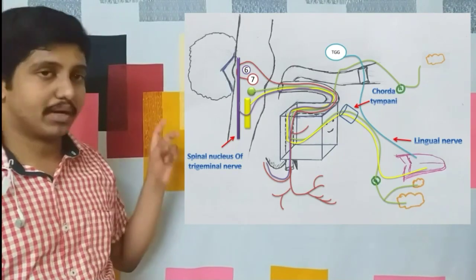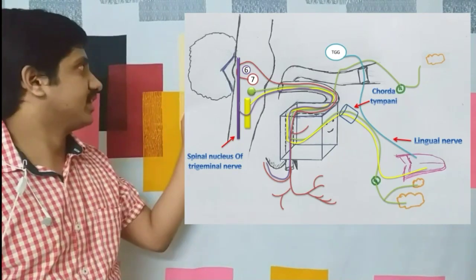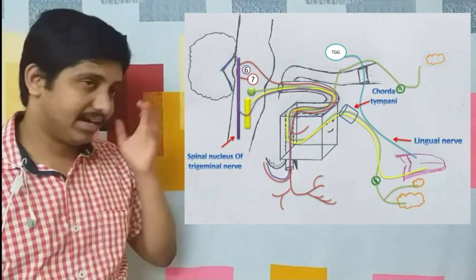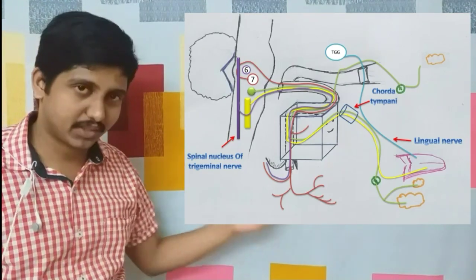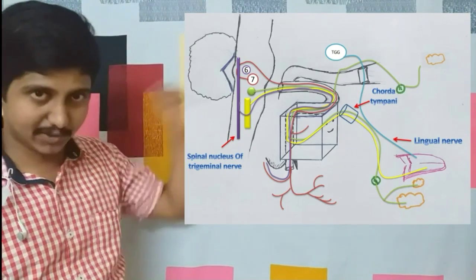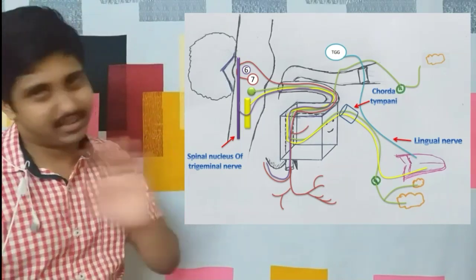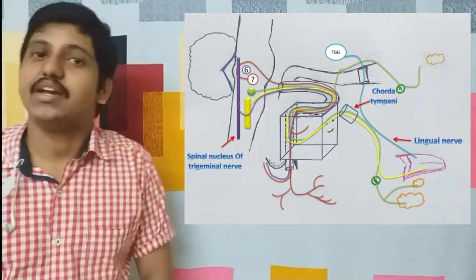Then next one we have the nucleus of tractus solitarius. It detects the gustatory sensations from the anterior two-thirds of the tongue, and we have the cell bodies in the geniculate ganglion. Similarly, the sensation from the external ear. That's all. These all form the facial nerve.